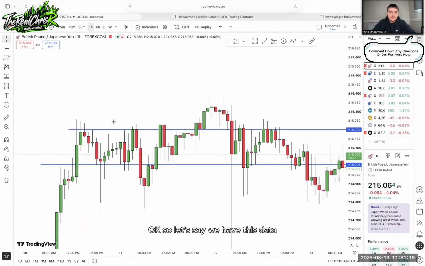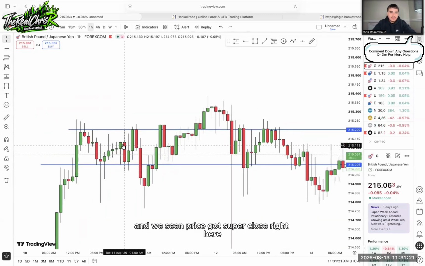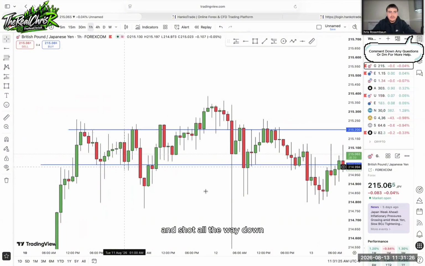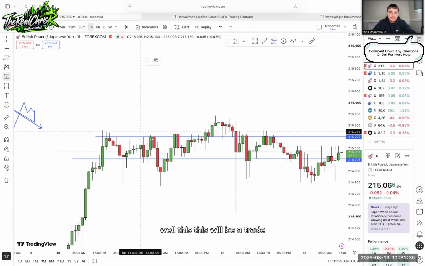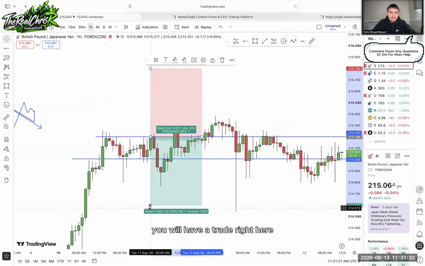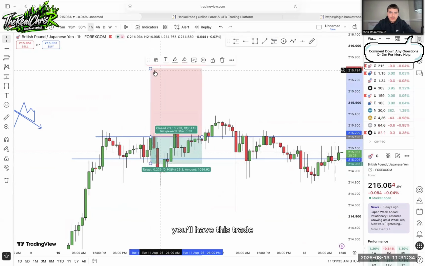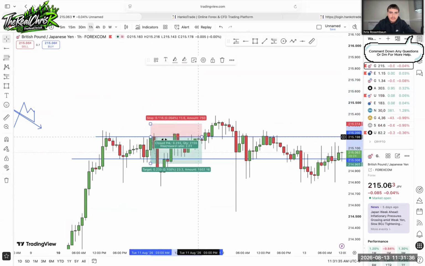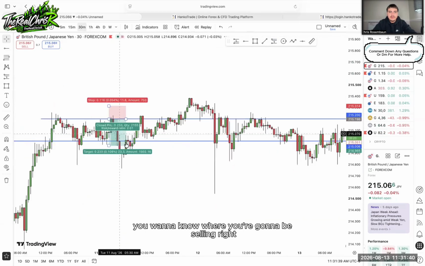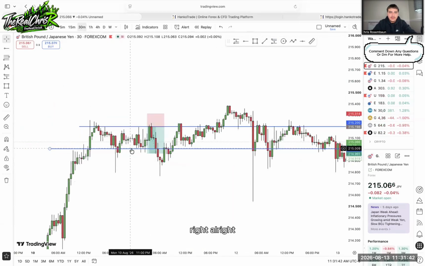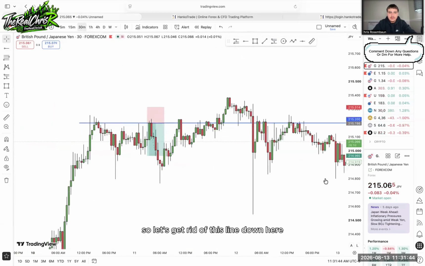Okay. So let's say we have this data and we saw price got super close right here and shot all the way down. So this will be a trade. You will have a trade right here. You'll have this trade. And you want to know where you're going to be selling, right? All right, so let's get rid of this line down here.